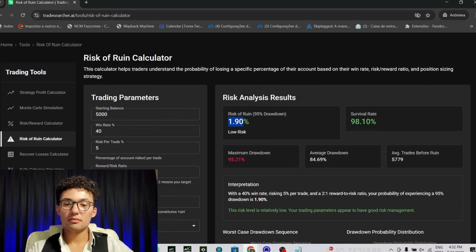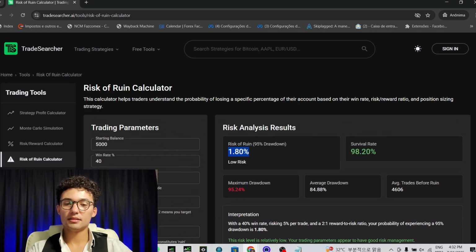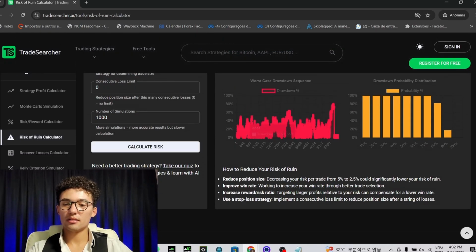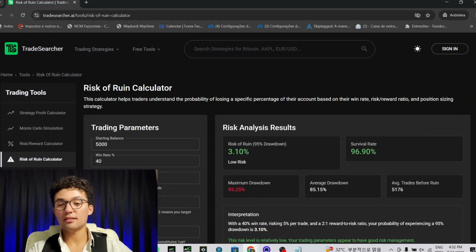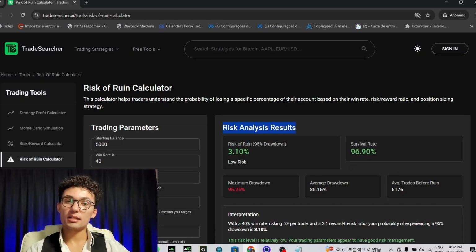If you see here, it's gonna be a risk of ruin around 1.9, 1.8, let's see if it goes up, 3.10, okay, this is the highest of them. But it's possible, okay, to have a little bit higher, maybe 4, but it stays around 3 maximum. The point is, okay, is it risky? 3% of chance to ruin my account, is it risky? Personally, I don't really think it's risky.